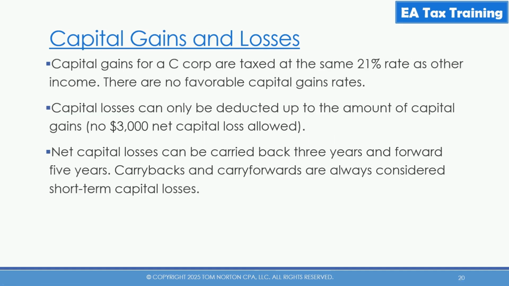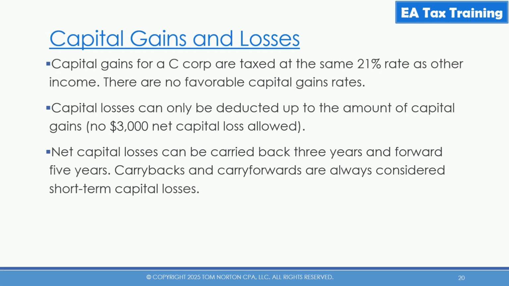Capital gains and losses. Capital gains for a C Corp, as we said, are taxed at the same 21% rate as other income. There are no favorable capital gains rates for a C corporation. And capital losses can only be deducted up to the amount of the capital gains. There is no $3,000 net capital loss allowed like there is for individual taxpayers. Net capital losses can be carried back 3 years and forward 5 years. But those carrybacks and carry forwards are always considered short-term capital losses.